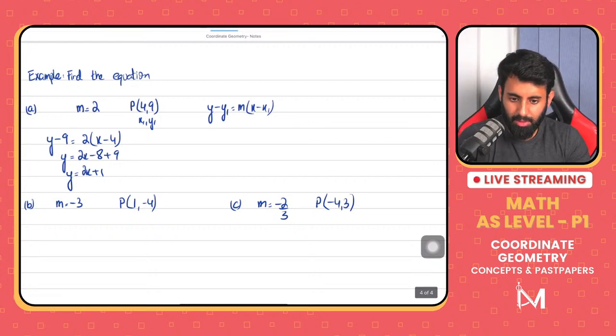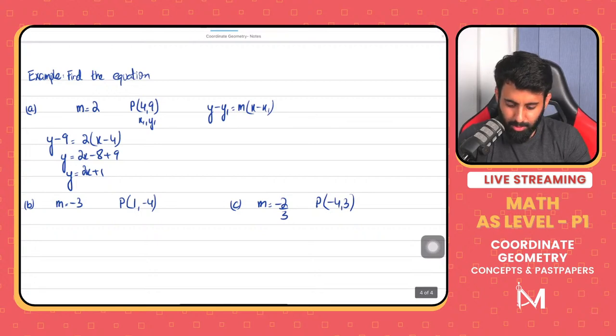If you have one point, then no, you can't, because you can't find the gradient then. Okay. Now you either need 2 points, or you need a point and the gradient, or you need the gradient and the y-intercept, which is the same as gradient and 1 point, if you think about it. No, we're not doing equation of circle yet. We are doing the first part of coordinate geometry.